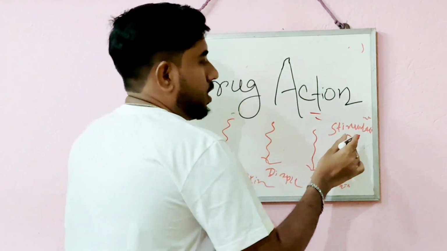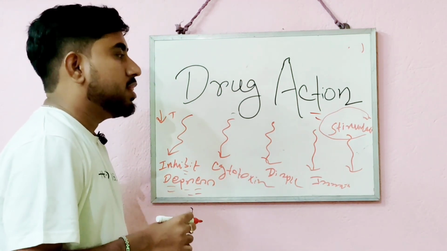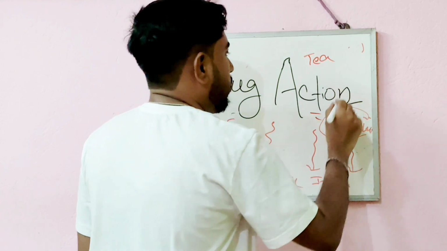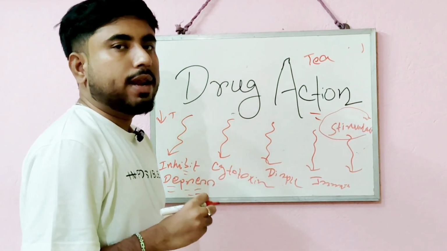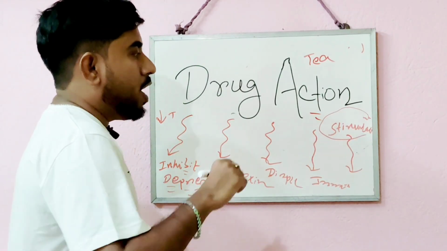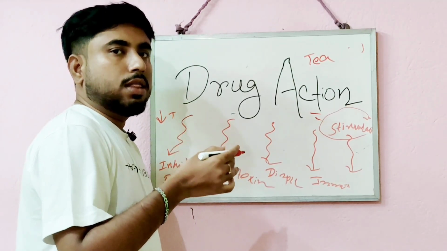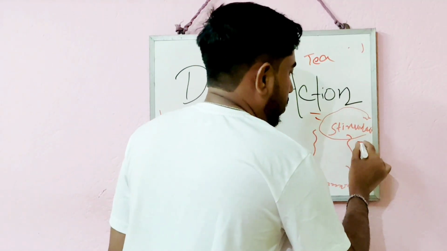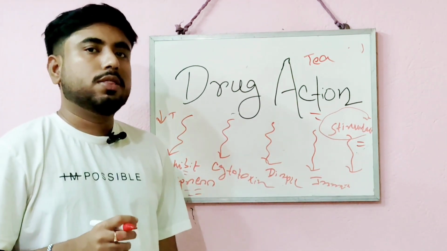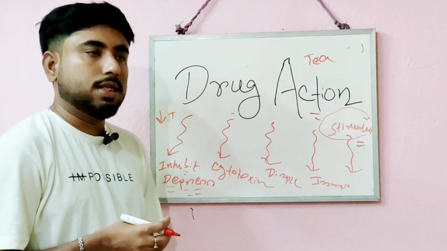Some drugs, we have heard, act by stimulating different chemicals in our body, like CNS stimulants. Like we have heard that coffee and tea are CNS stimulants. That means they act directly on the CNS, or central nervous system, and increase or induce its action so that it can show its action. That is called stimulation. Like the example I have already told you, tea or coffee is called a CNS stimulant. That means it shows its action by stimulating the CNS.